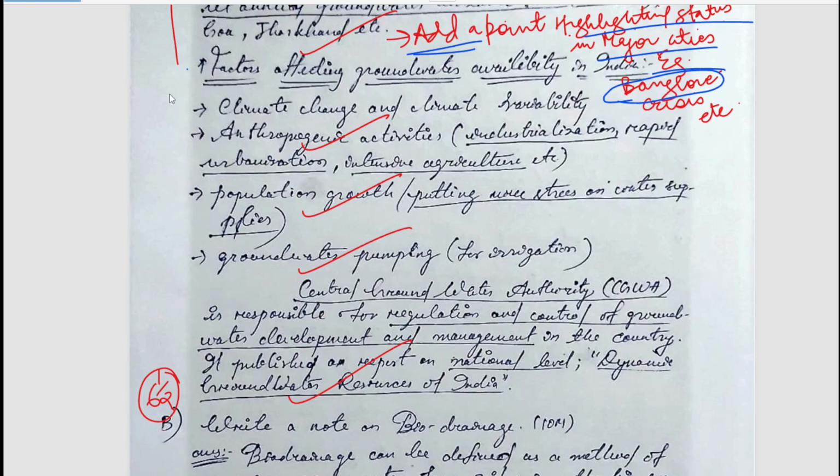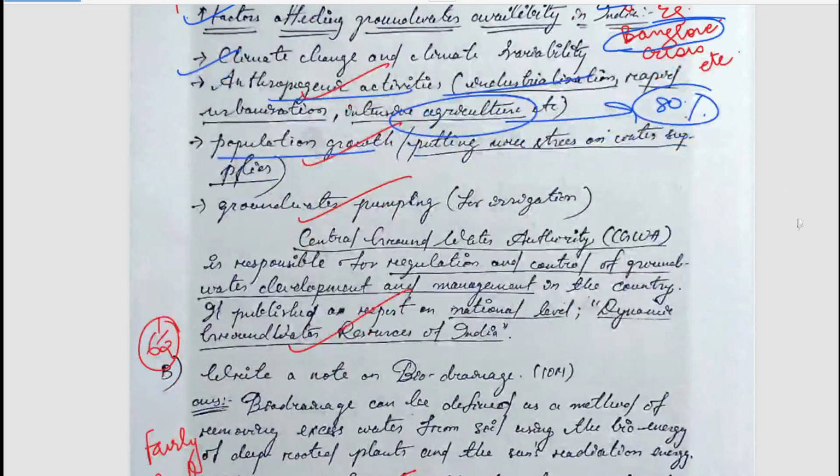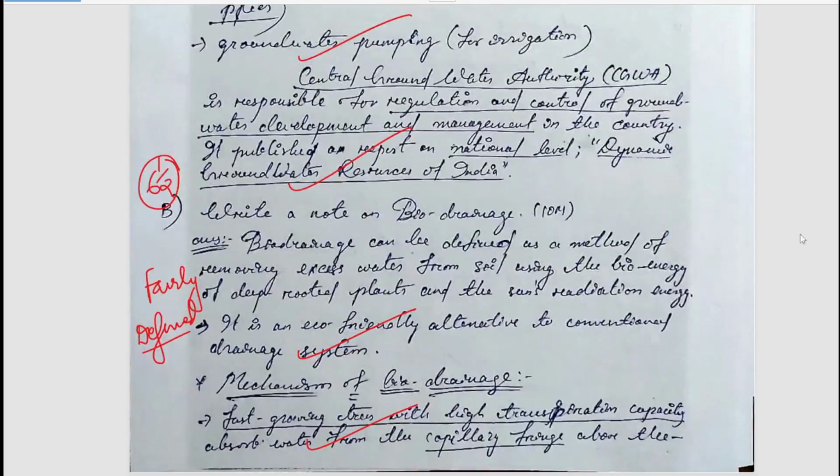Factors affecting have been mentioned, such as climate change is a big factor, anthropogenic activities such as industries and especially agriculture is a major burden on groundwater. More than 80% of groundwater resources are used in agriculture in some areas. Okay, so this is the main use. Population growth, obviously. So well written answer. I hope you can pause and read it. Now let's move to the next question.